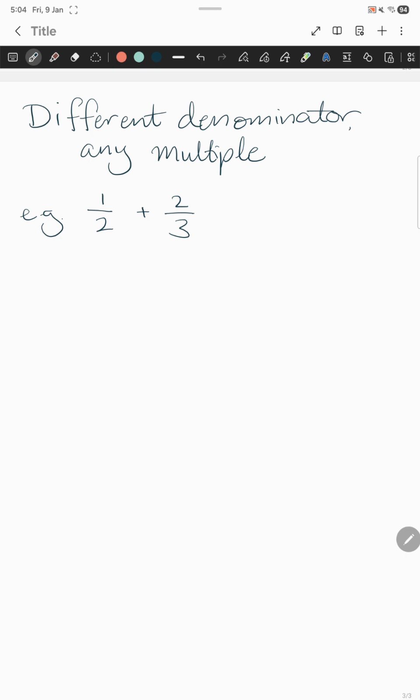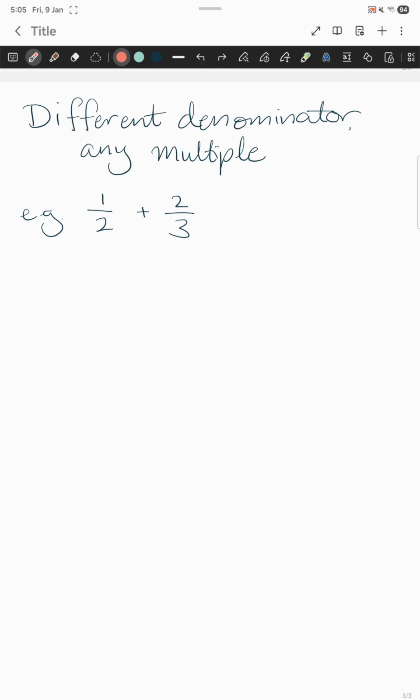Now we cannot add these two fractions together because their bottom numbers are different. Here we have a 2, here we have a 3. So we must make them the same. Now, how are we going to make them the same? The easiest way is to choose a common multiple for the denominator. Because we can change our fractions by multiplying the top and the bottom number by the same number, so they will look different, but they are still the same.